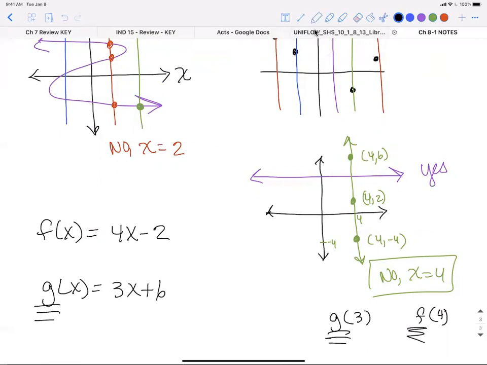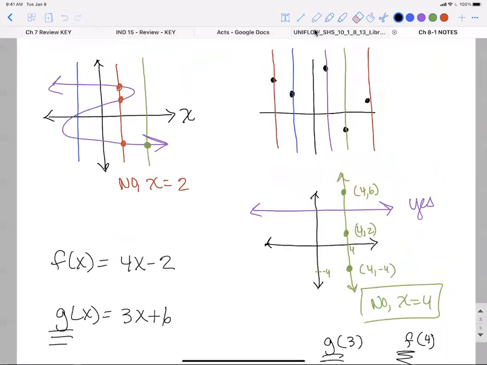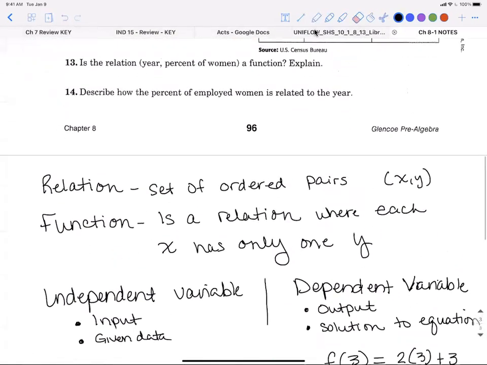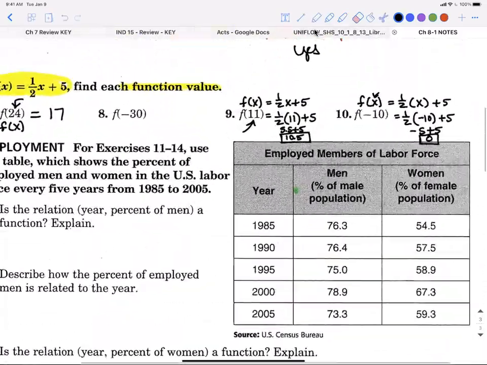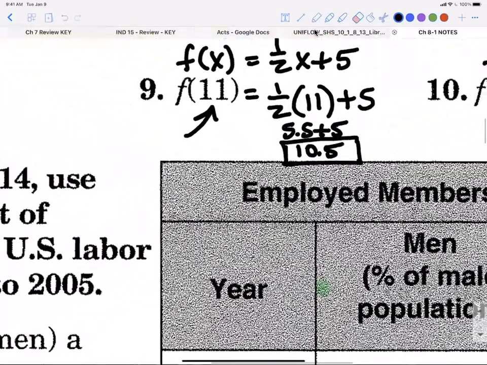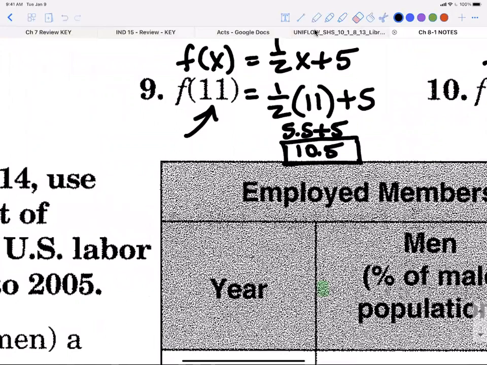Yes. I didn't get the final answer for number 9, there we go. 1/2 of 11 is 5.5, and then 5.5 plus 5 is 10.5.